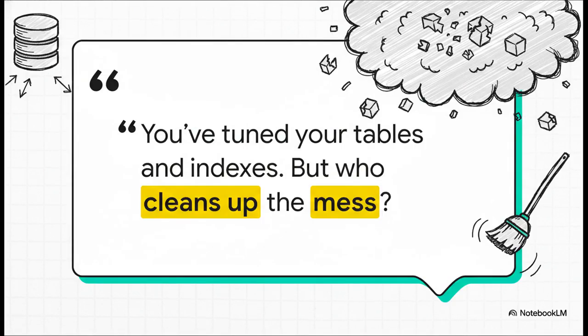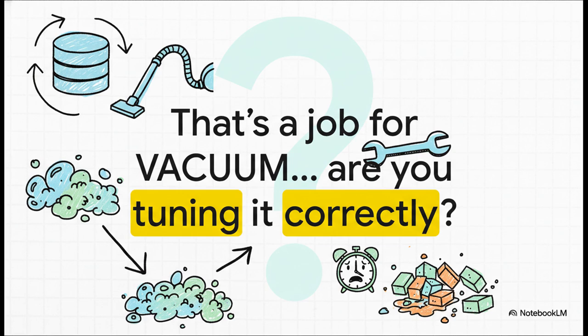Okay, so you've done it. You've tuned your tables, you've optimized your indexes, you're fighting back against that nasty MVCC overhead. But there's still one question left hanging. Remember those dead rows from the very beginning? Who actually cleans up that mess? Well, that's a job for a core Postgres process called vacuum.